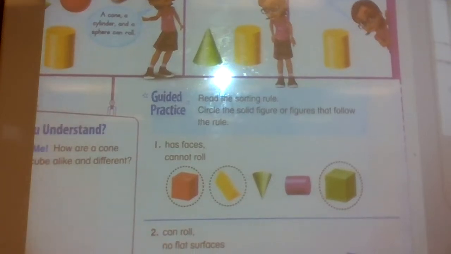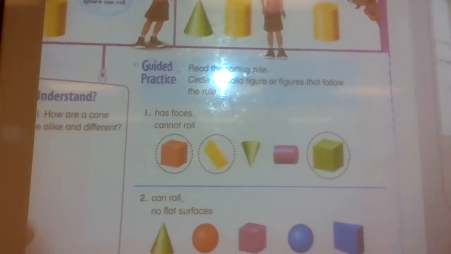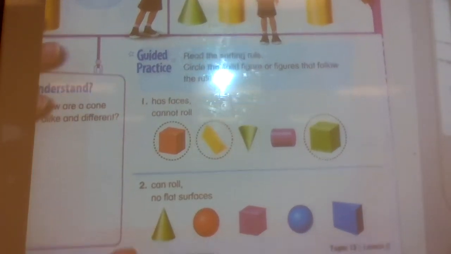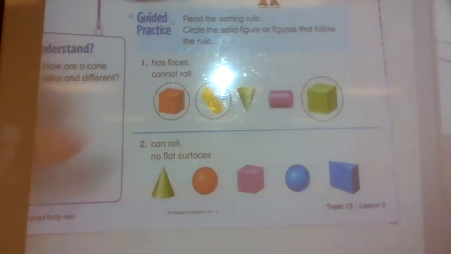All right, you need to get your workbook. You're going to open your workbook to page 642. So pause it, get your workbook, 642. All right, this is page 642, and we are looking at number 1 and number 2, where we see some different three-dimensional shapes. And then they ask us some questions. They want us to identify which three-dimensional shapes fit the clue or the riddle.